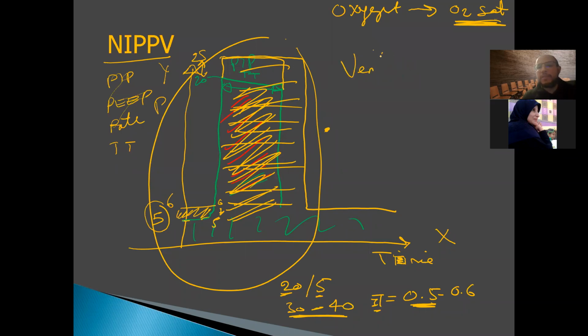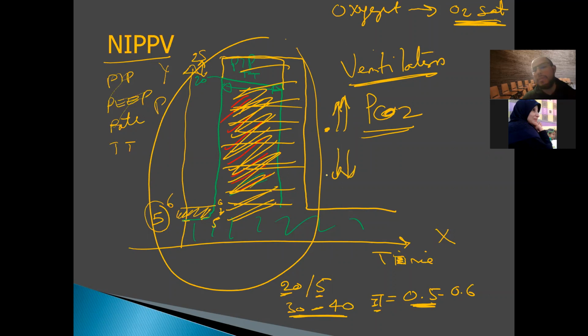In order to improve my ventilation, how can I know there's an issue with my ventilation? By looking at the gas, the PCO2. If my PCO2 is high, I know we are under-ventilating. If my PCO2 is low, we are hyperventilating. And we said in premature babies, we aim for the CO2 a little bit on the high side, 55 to 65, as long as your pH is more than 7.25. More than 7.25. Permissive hypercapnia.